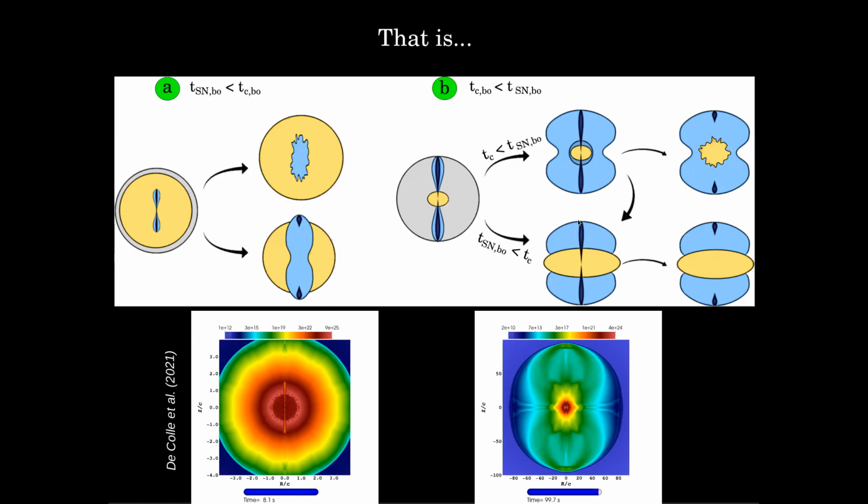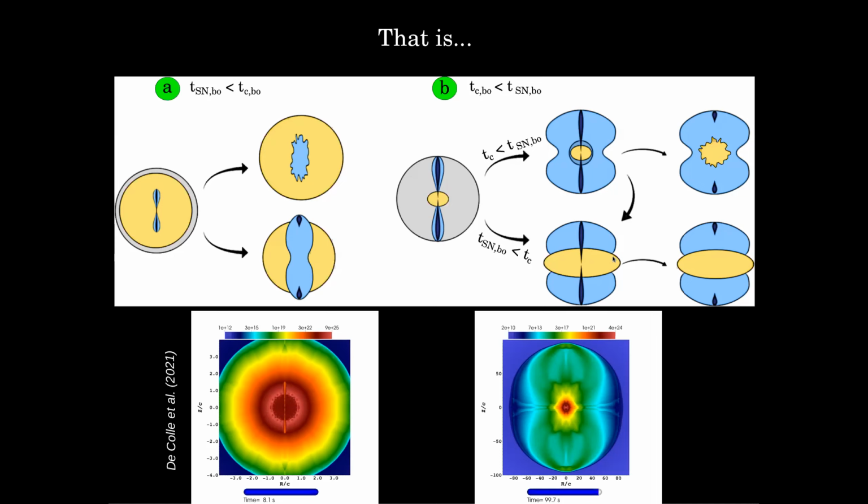The other case is that the cocoon will expand laterally, but before it arrives at the edge of the star, which will take tens of seconds, let's say, from when the jet is launched, the supernova breaks out from the progenitor star. In that case, we will have the supernova.